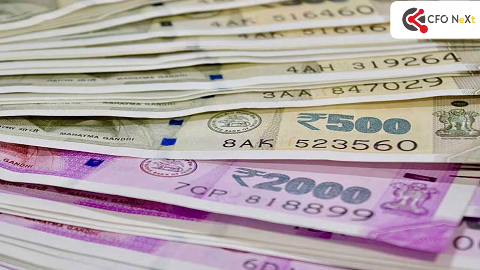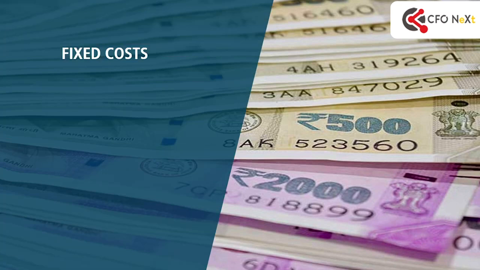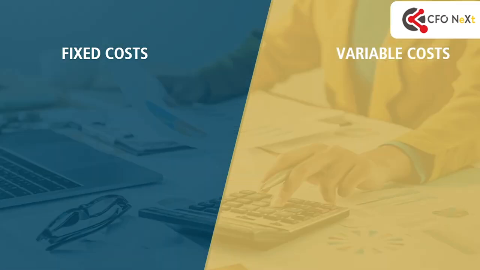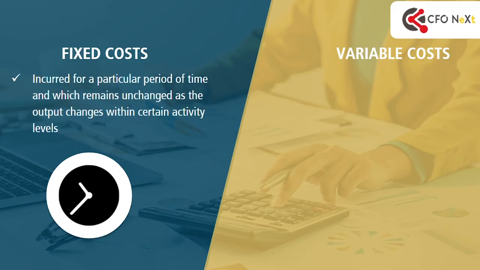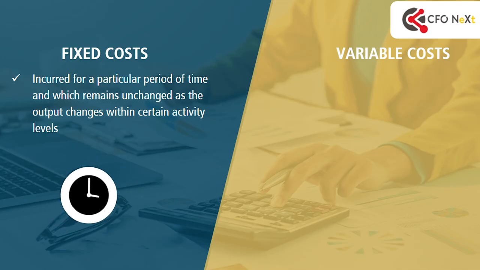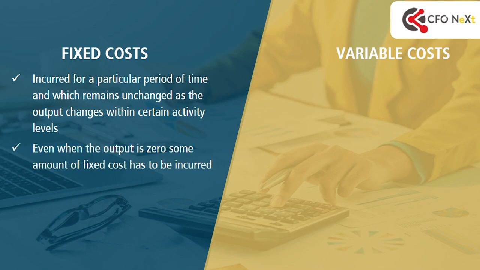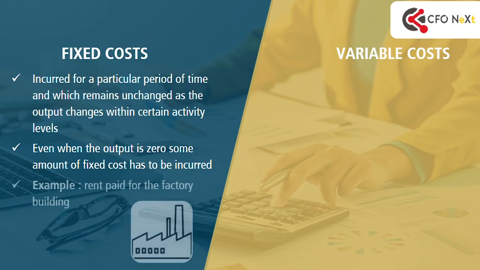On the basis of variability, costs are classified into fixed costs and variable costs. A fixed cost is that cost that is incurred for a particular period of time, and which remains unchanged as the output changes, within certain activity levels. Even when the output is zero, some amount of fixed cost has to be incurred. Example, rent paid for the factory building.